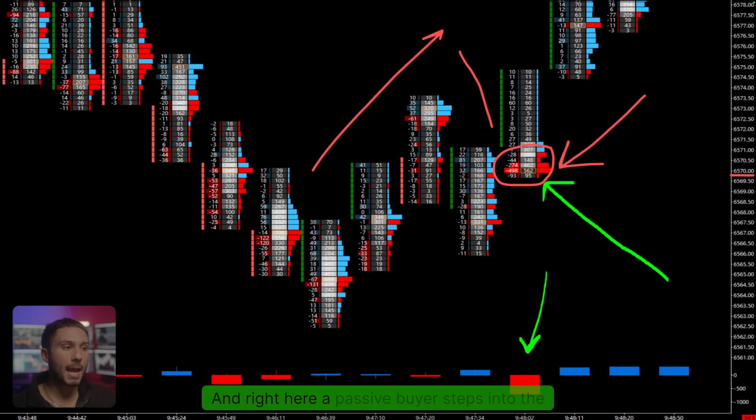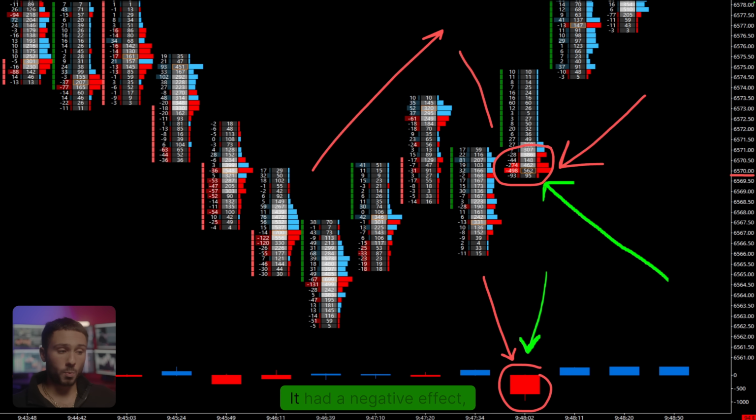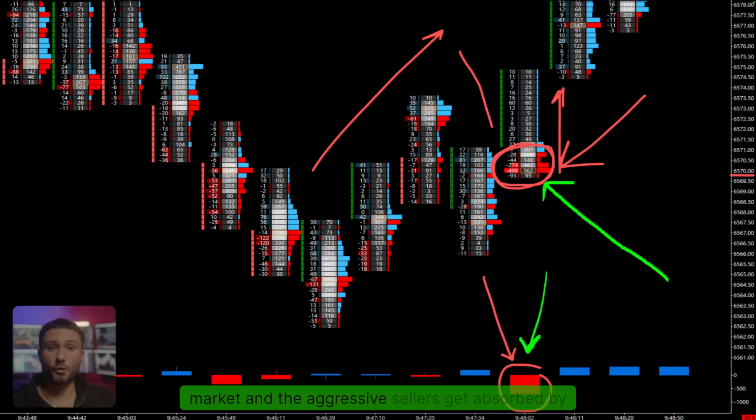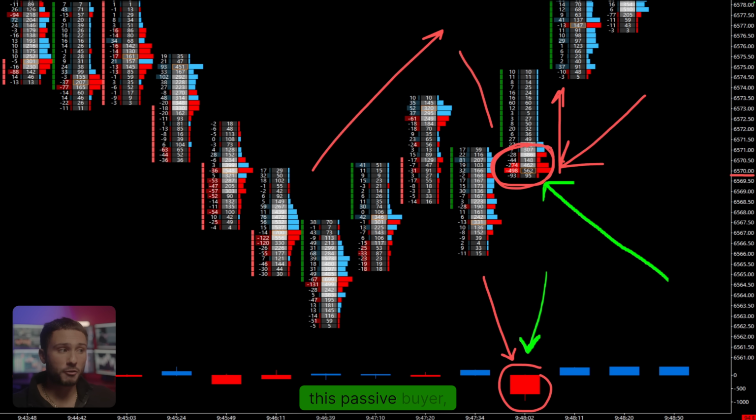And right here, a passive buyer steps into the market and the selling volume gets absorbed. We can see this by the cumulative delta. It had a negative effect, but the market rallied up. As soon as I see this passive buyer enter the market and the aggressive sellers get absorbed by this passive buyer, I get long in this exact moment at 65.70.